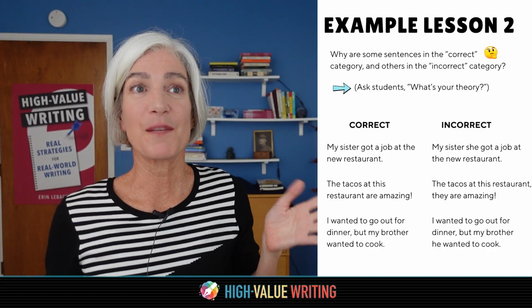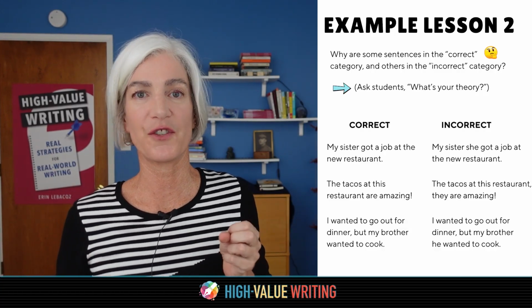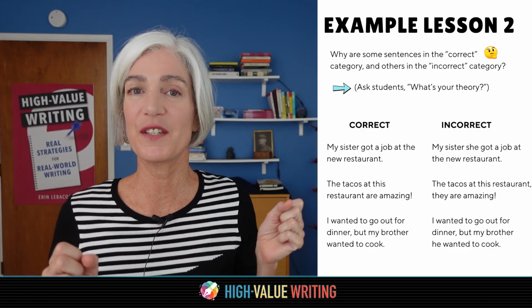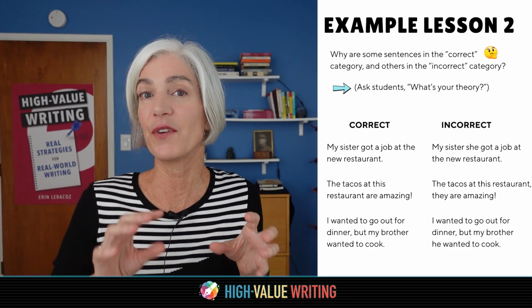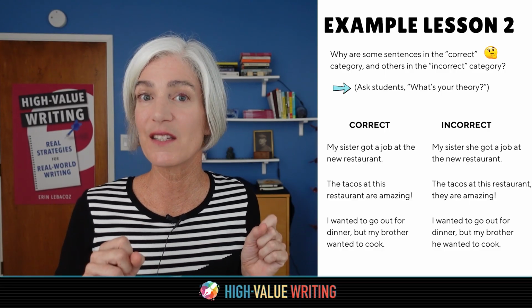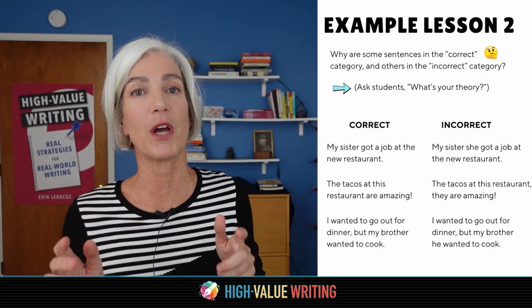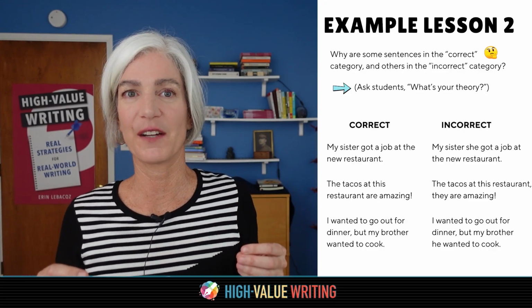Correct sentences: My sister got a job at the new restaurant. The tacos at this restaurant are amazing. I wanted to go out for dinner, but my brother wanted to cook. Slightly different topic than the last one, which was more about verbs. Let's look at the incorrect and see what you notice. And what's your theory about why they're incorrect?